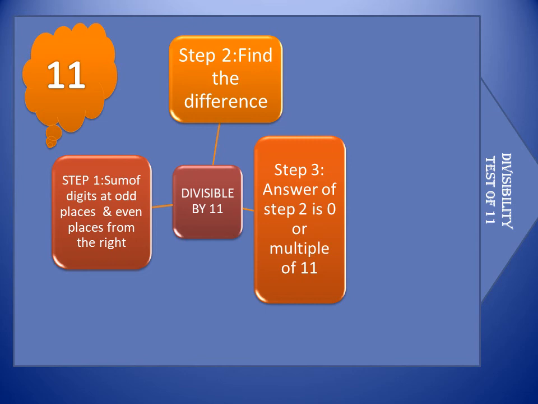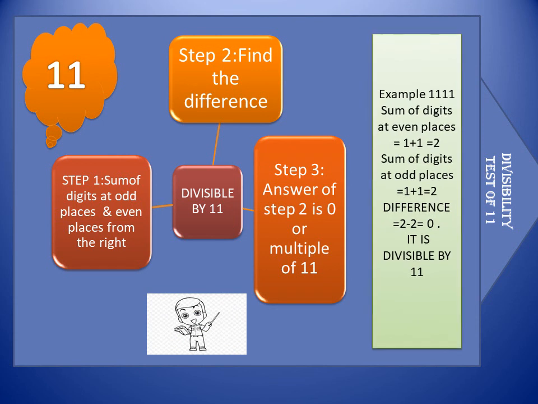Let's have a check with an example. The number given is 1111. Find the sum of the digits at the even places from the right. It's 1 plus 1, which gets you 2. Get the sum of the digits at the odd places. That also gives you the same answer, 2. The difference of those two answers gives you 0. So the given number is divisible by 11.